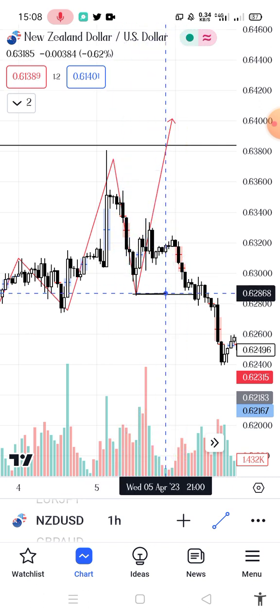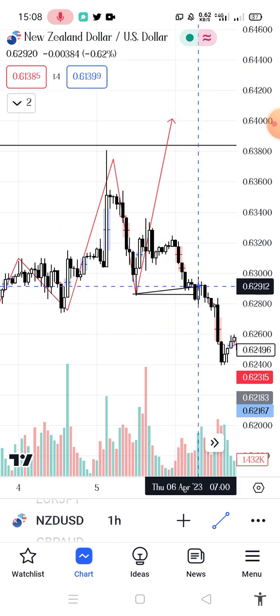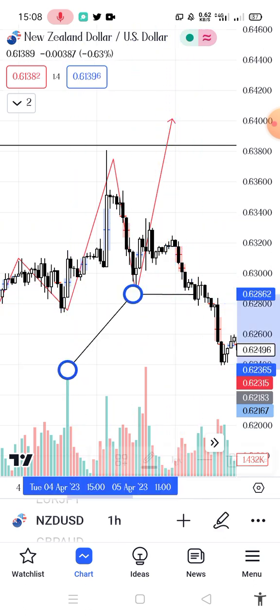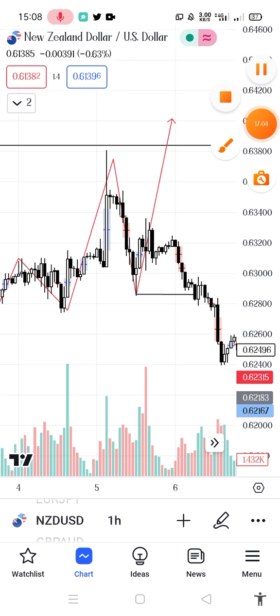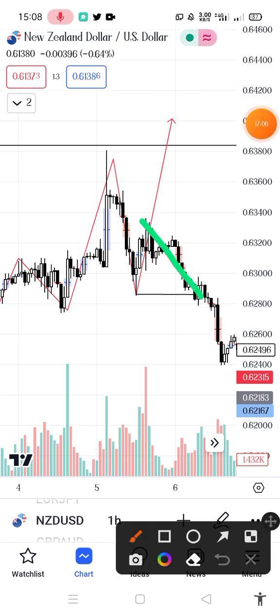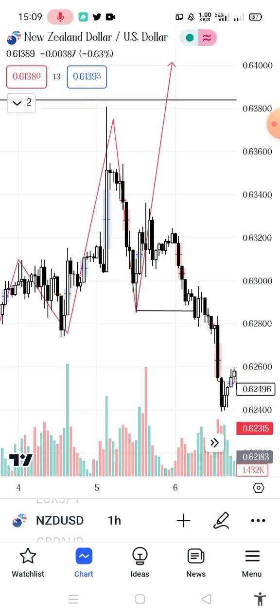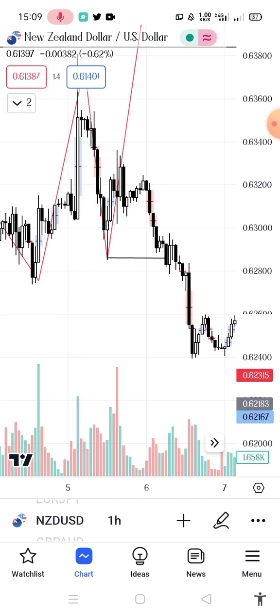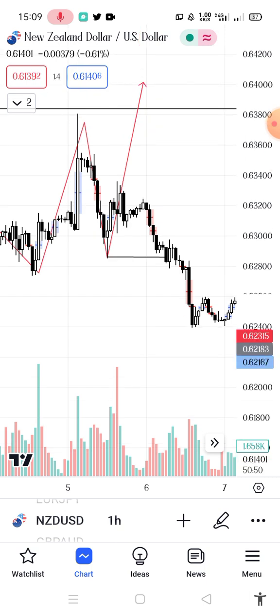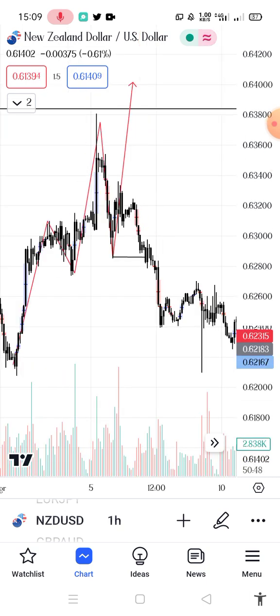It started coming down until it broke this higher low here. So when it came down, it broke it. That's a break of structure. A break of structure, and when it's changing trend, it's called change of character.